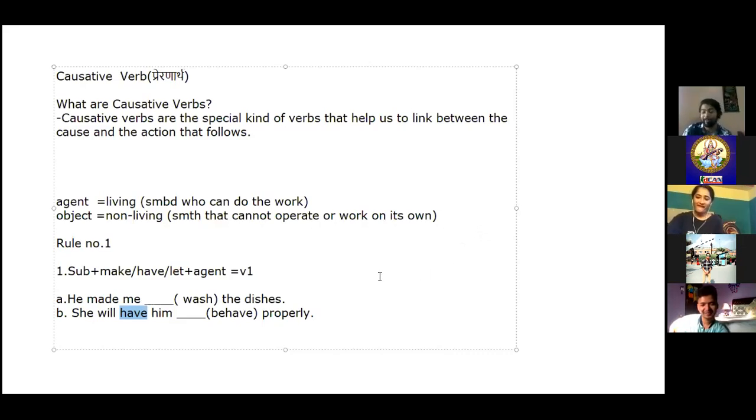So it's agent for now, right? Because he can work on his own. Else, it will be an object, you know. So she will have him behave properly. So what is the answer? Agent, so we go with verb one now. So what is our answer? She will have him behave properly.